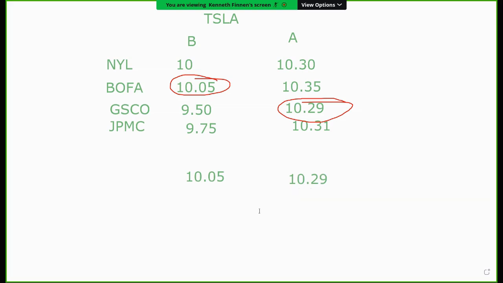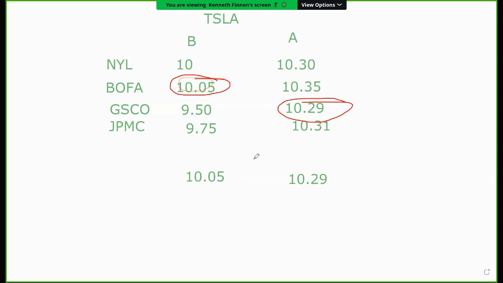So if I'm just a regular customer and I wanted to buy stock, what price do I have to pay to be guaranteed to get my shares? $10.29. Do we agree on that? Here's why. Right now, if you wanted to buy stock at 10.05, is there anyone on this list willing to sell it at 10.05? No, or it wouldn't be sitting there.